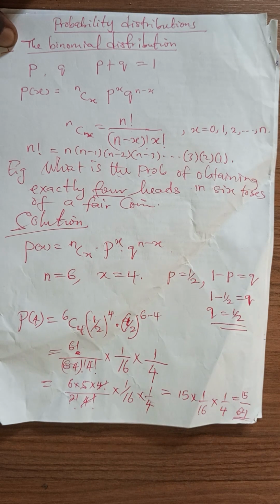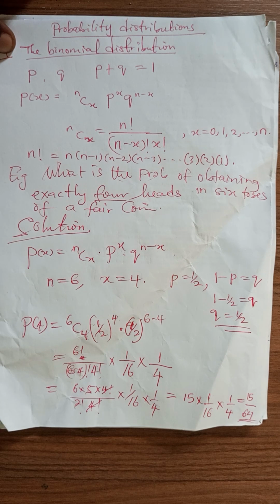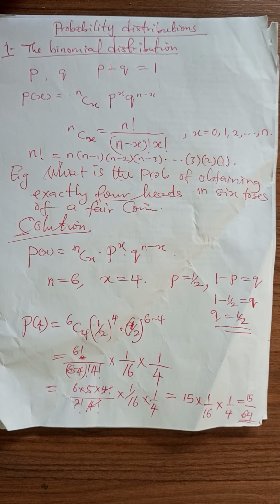So 15 over 64 is the exact probability for tossing a fair coin 6 times, where the desired X is 4. Obtaining heads 4 times is the exact probability.